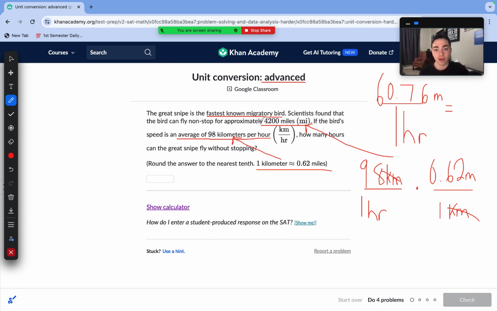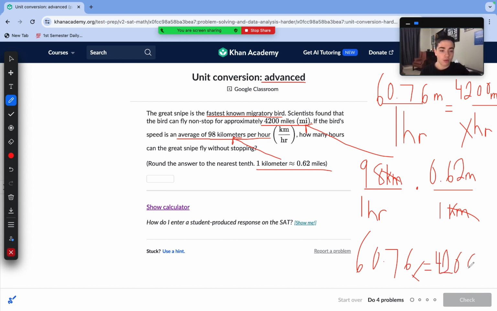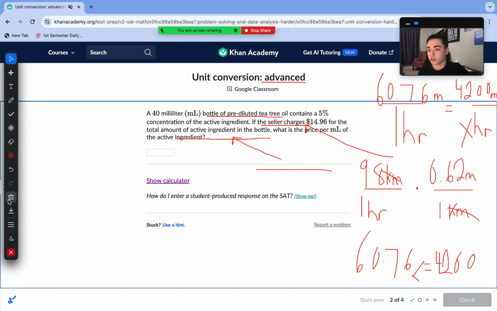which we can now just set up a proportion with the amount of miles that the bird can fly for to find the number of hours that takes, which is currently unknown. So now we have equals 4,200 m over x amount of hours. Do that butterfly multiplication. 60.76x equals 4,200. And then we can just divide 4,200 by 60.76. The answer to that is 69.12, which rounded to the nearest tenth is going to be 69.1. That is our answer. Moving on to question number 2.